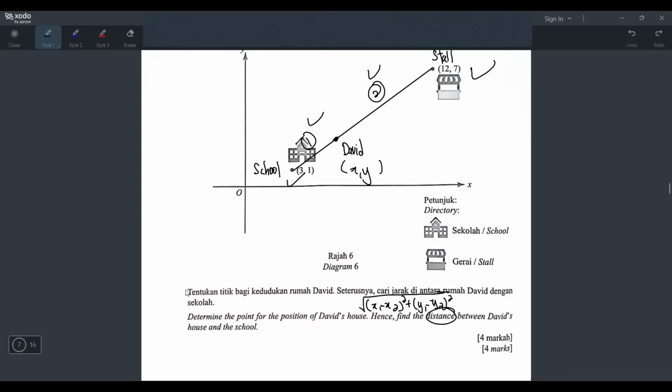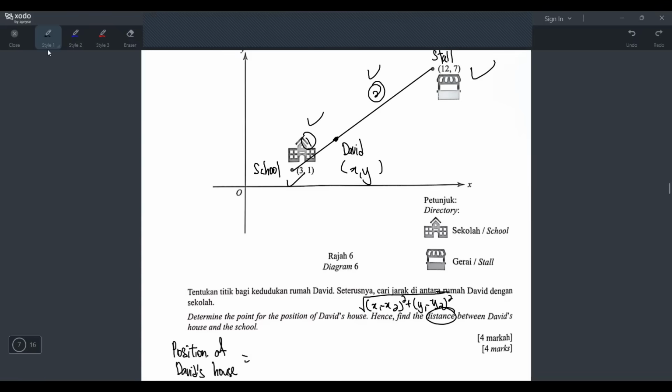If you want to find this point, I will just write position of David's house. Position of David's house.